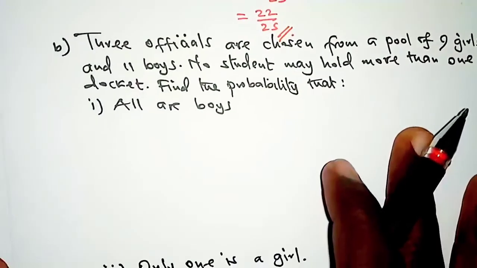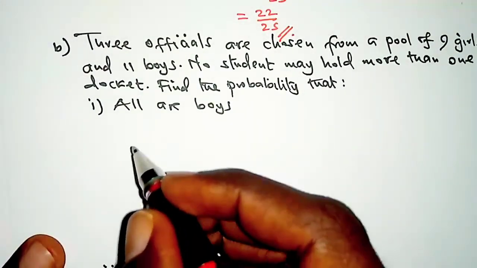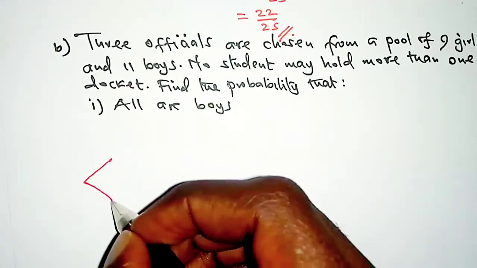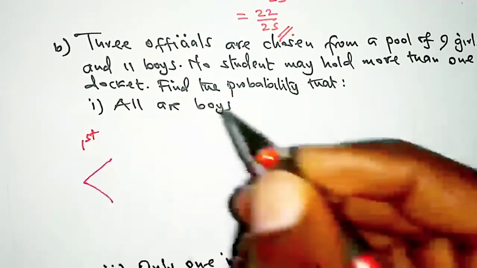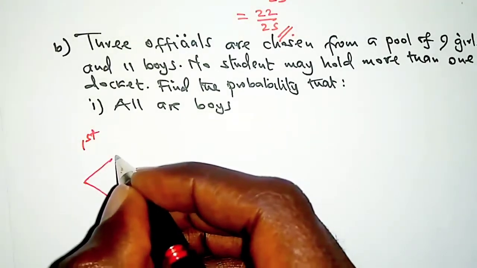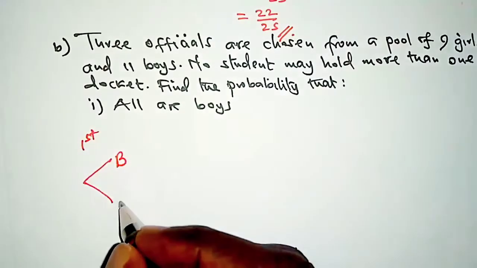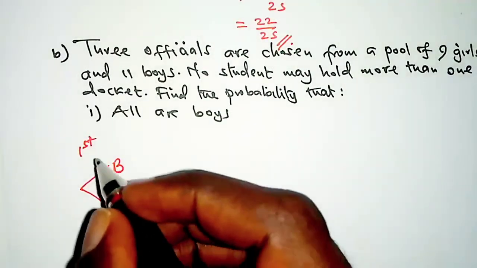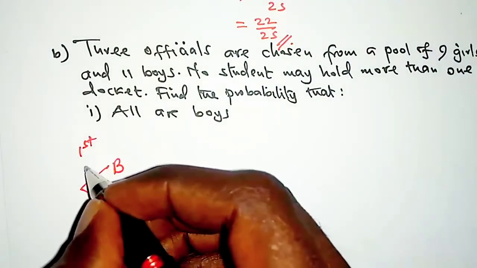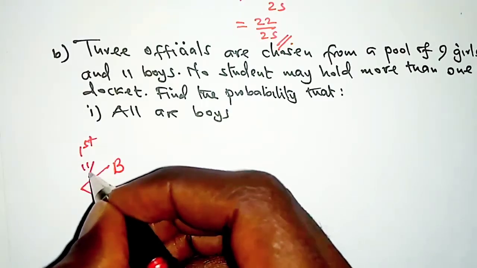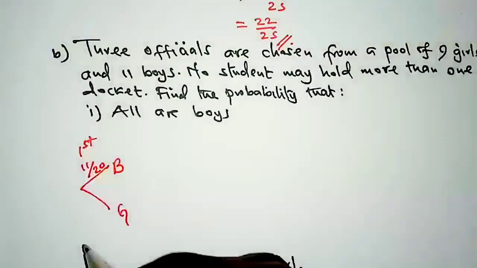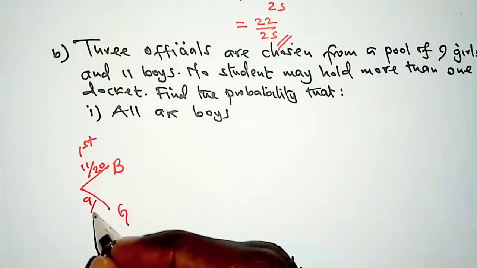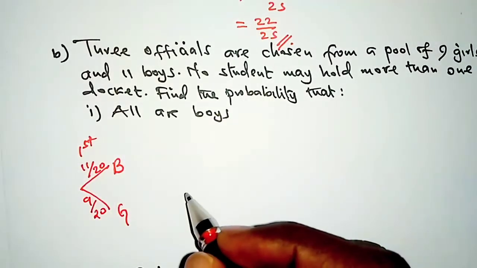Again, here we are going to draw a tree diagram, and for this case, the first branch should represent the first official, and the official can either be a boy or a girl. And we are told that there are 11 boys out of 20 students and 9 girls out of 20 students.